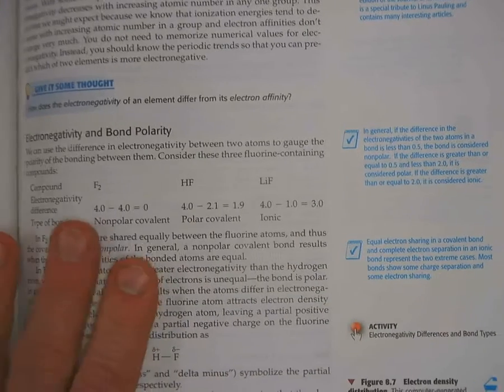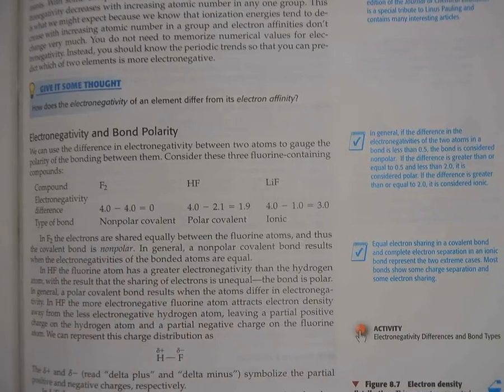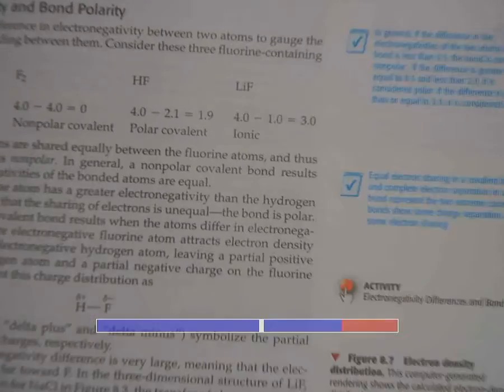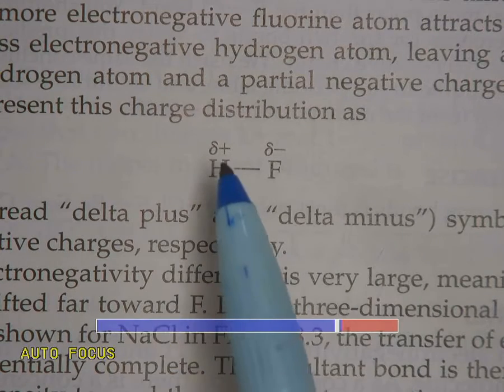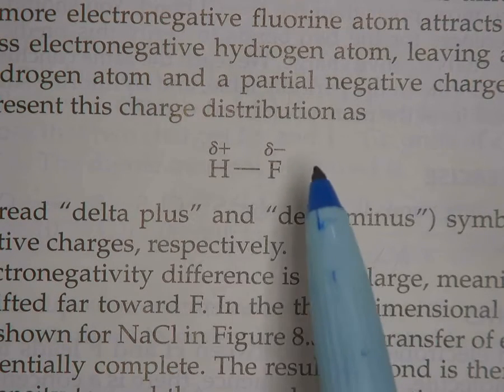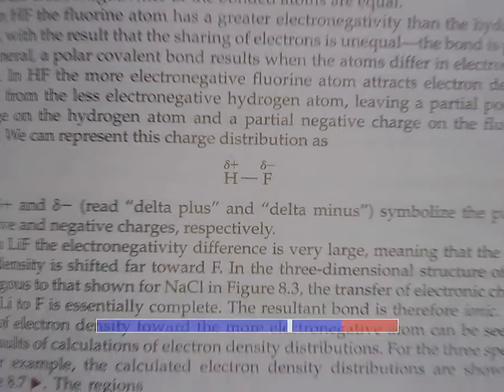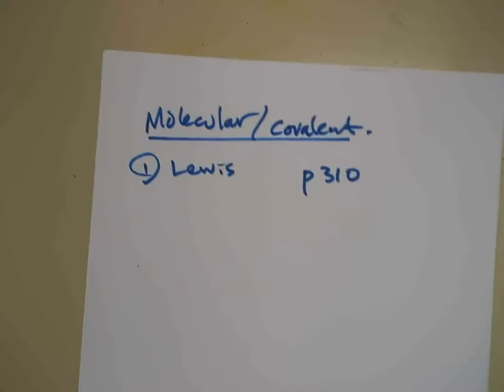Then they talk about electronegativity and bond polarity. Remember that polarity is symbolized by these little Greek letter deltas. You could zoom in on that. You can see that this is a positive delta and this is a negative, meaning there's a partial negative charge here, partial positive charge here. Remember those for bond polarity.